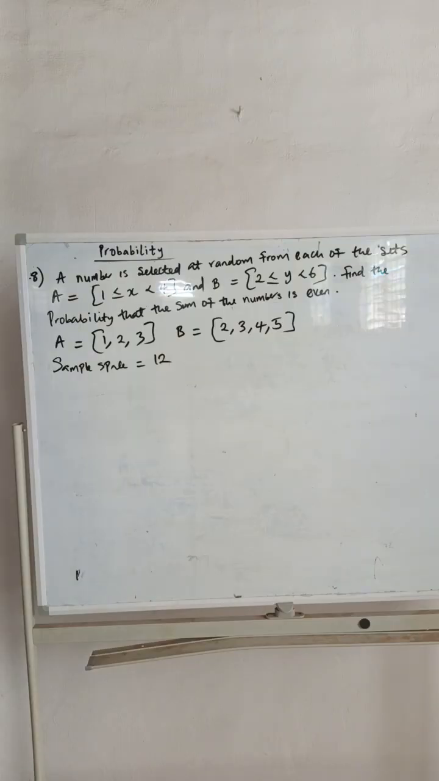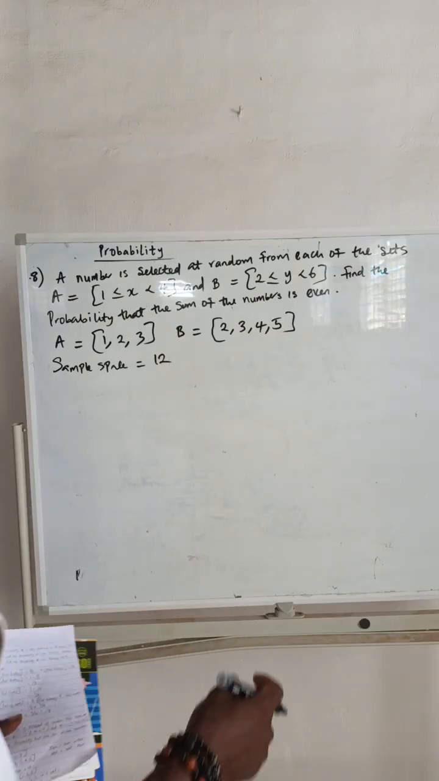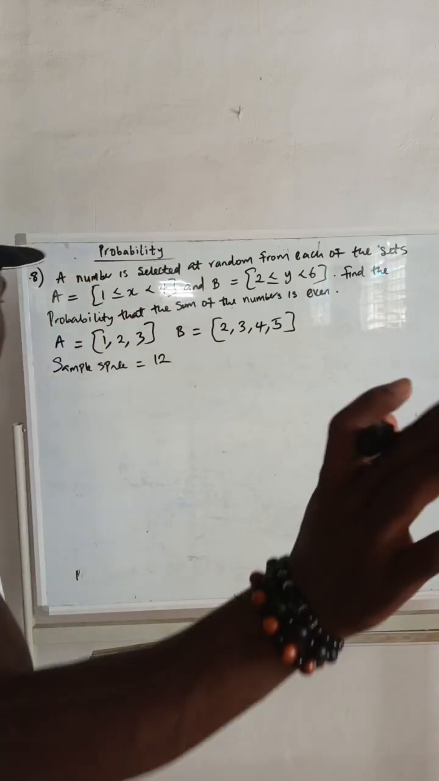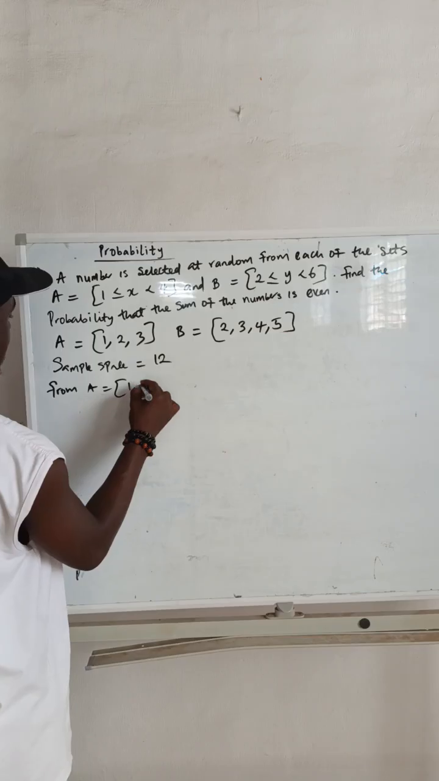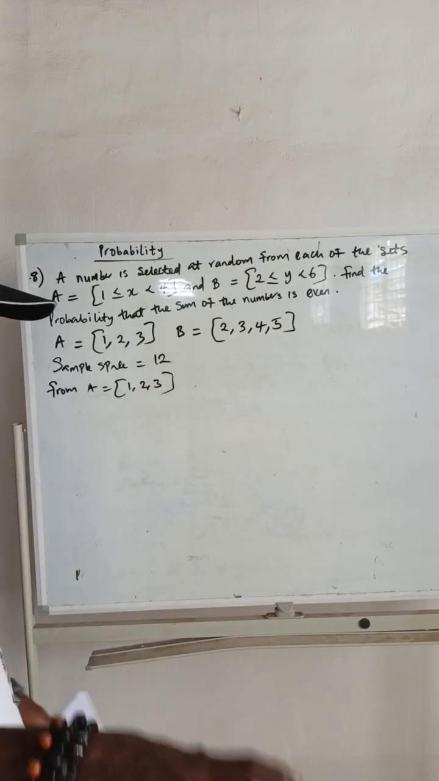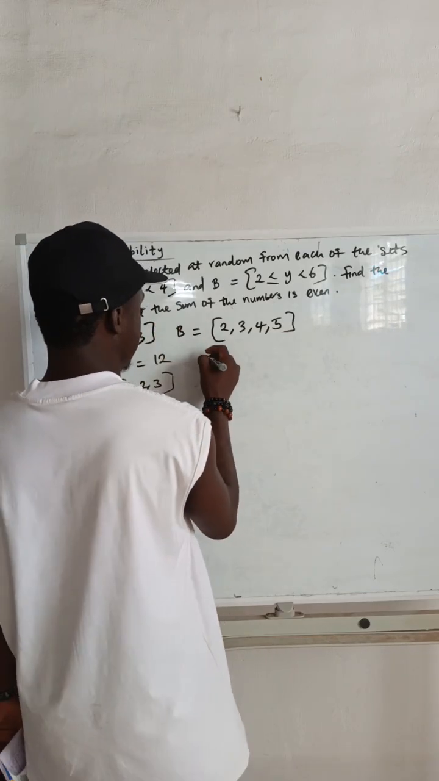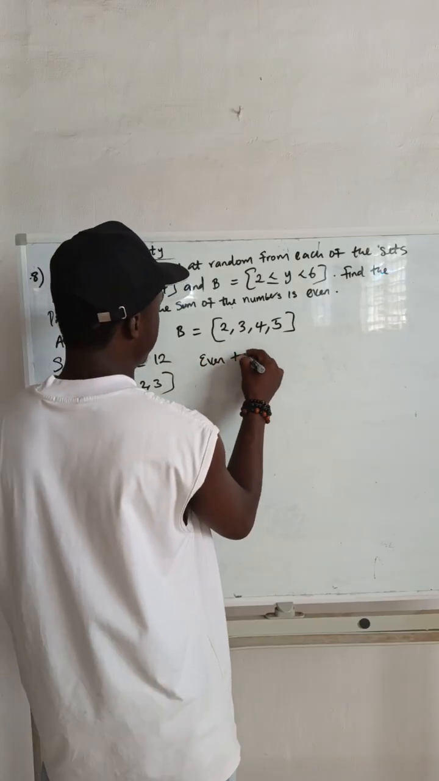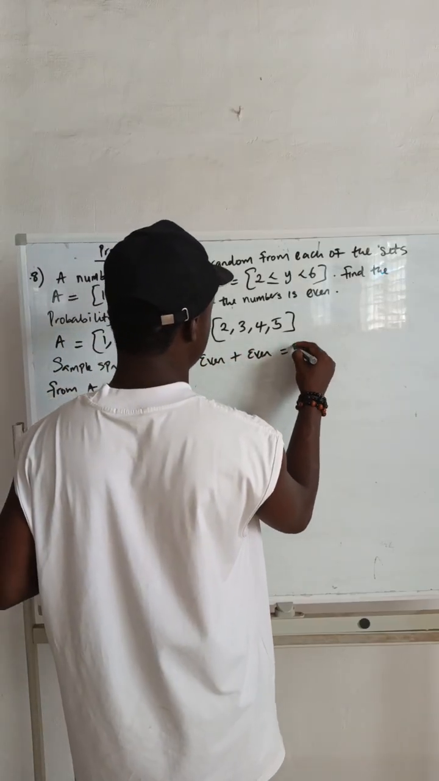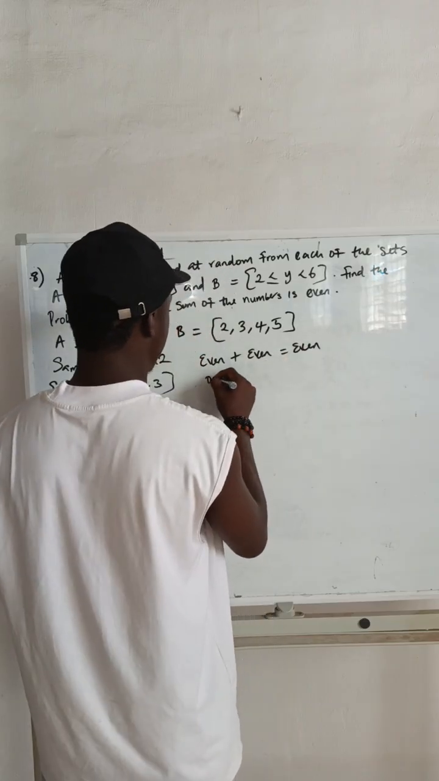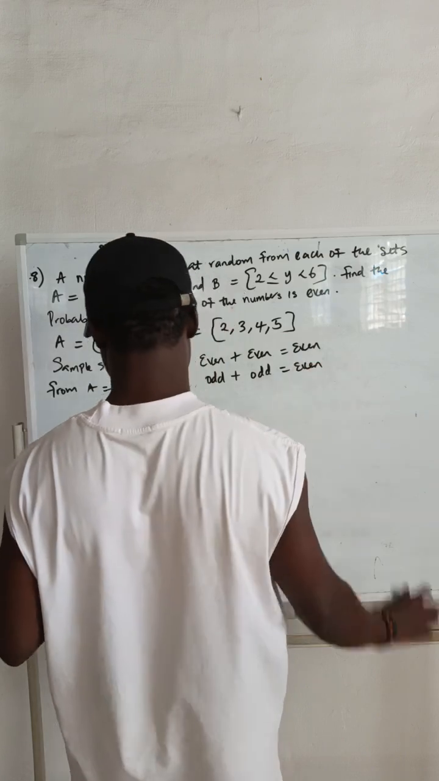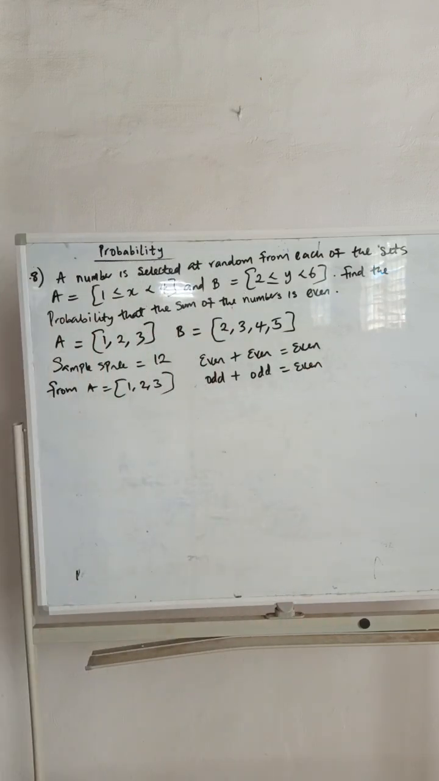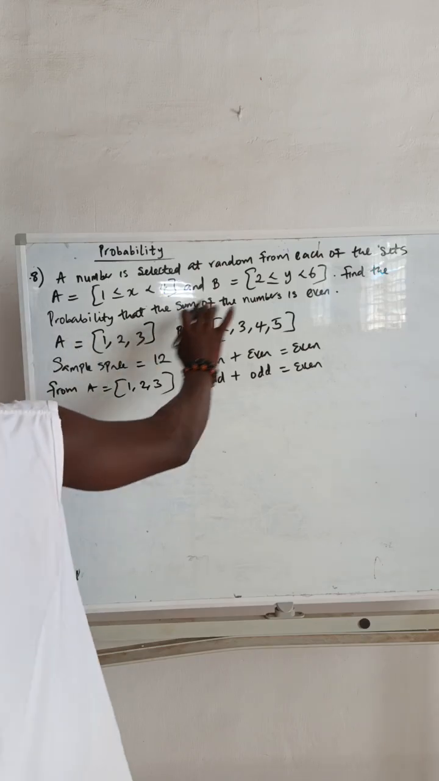So what do we simply do from here? They want us to find the probability that the sum of the numbers is even. Now let's start from set A. From set A, I have 1, 2, 3. Now I'm going to teach you a trick, by the way: even plus even is equal to even, and odd plus odd is equal to even. I just want you to know that.